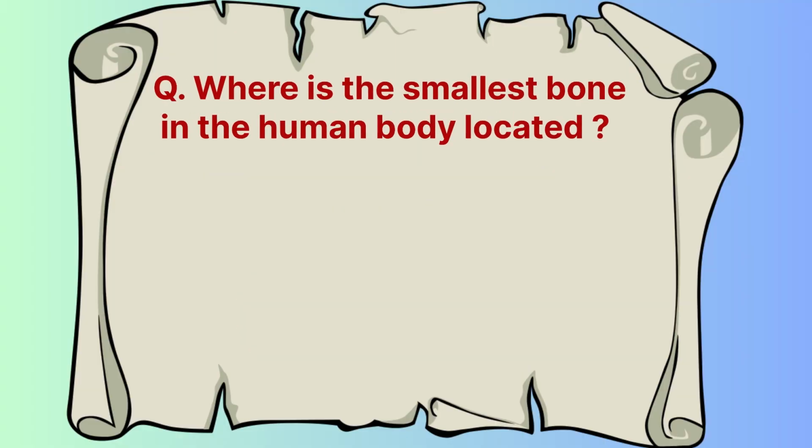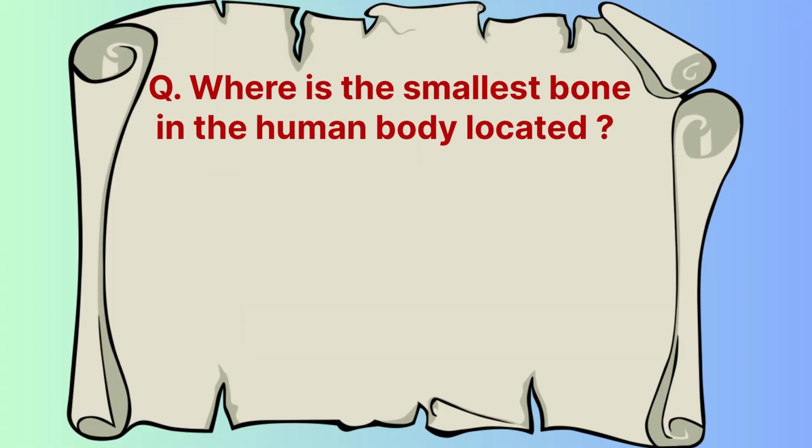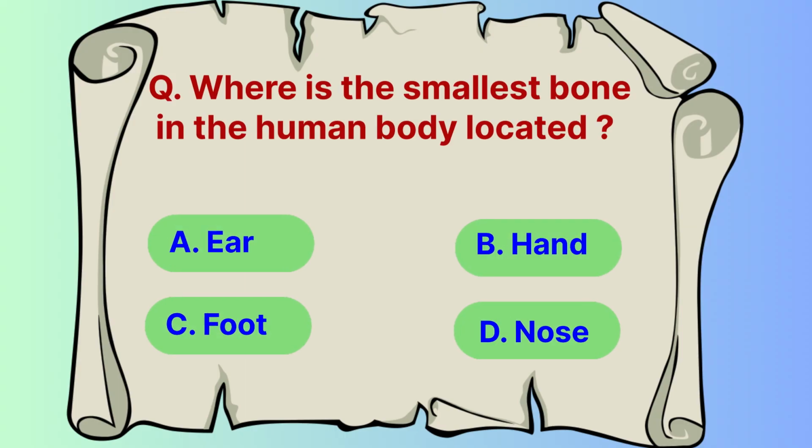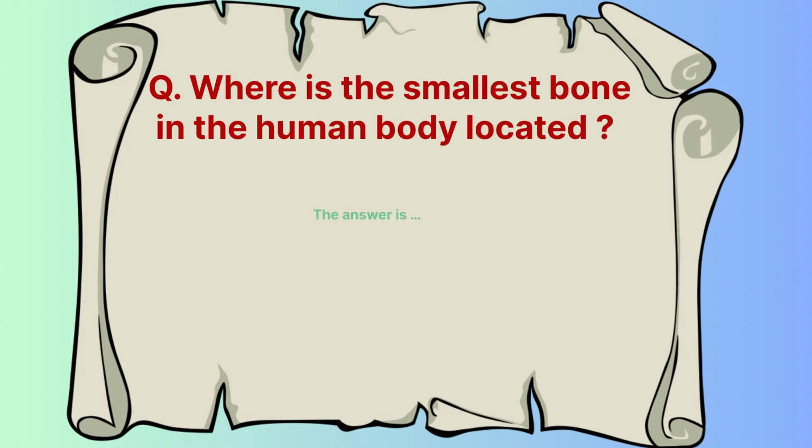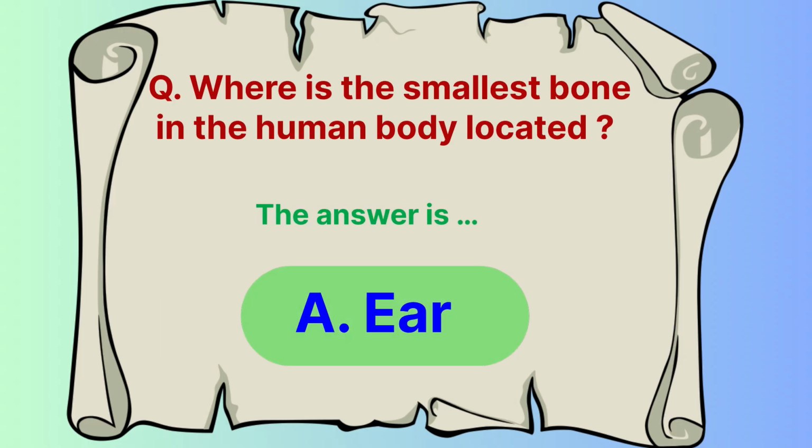So next question, where is the smallest bone in the human body located? So options are A ear, B hand, C foot, D nose. So the correct answer is A ear.